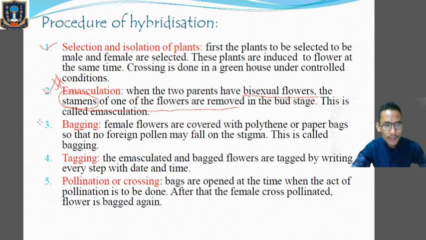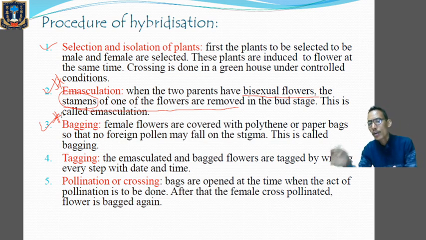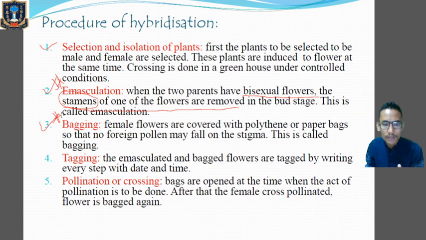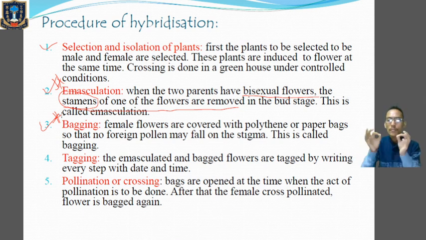After emasculation, we have to go for bagging. Now, what do you mean by bagging? The male part or stamens have been removed. Now there is only the female part of the flower. The flowers on which emasculation has been carried out need to be covered with a polythene bag or a paper bag, so that no foreign or unwanted pollen may fall on the stigma. Covering the emasculated flower with a polythene or paper bag to avoid unwanted pollen grains falling on the stigma is called bagging. So first we go for emasculation, then bagging. After bagging we go for tagging.